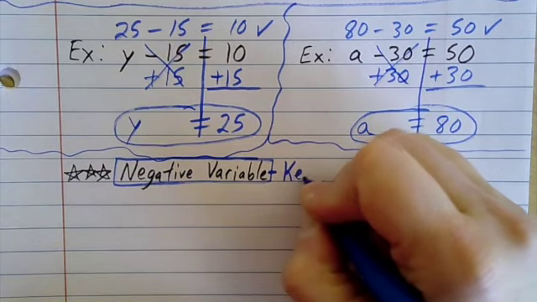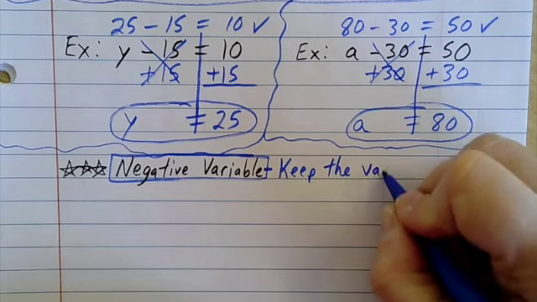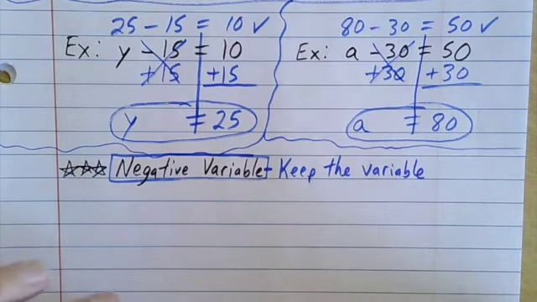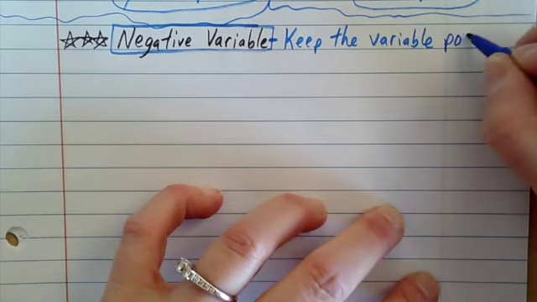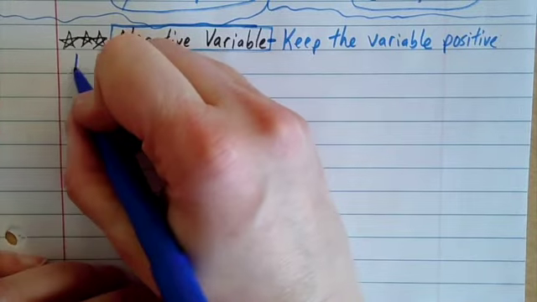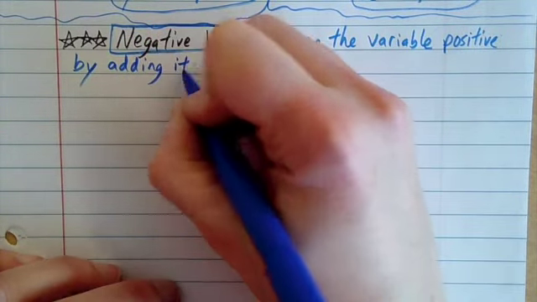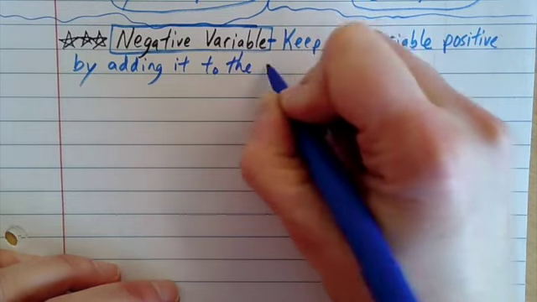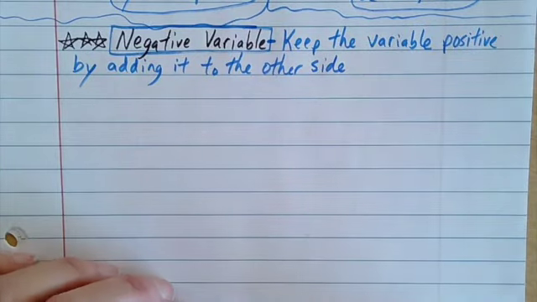So I want you to write, keep the variable positive. You're going to keep the variable positive by adding it to the other side. What do I mean the other side? It would be the other side of the equation.